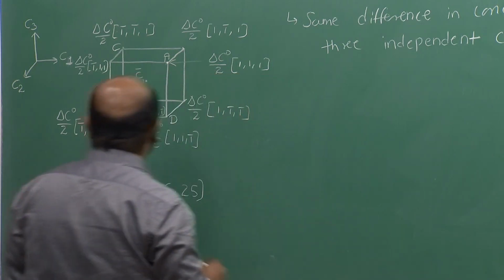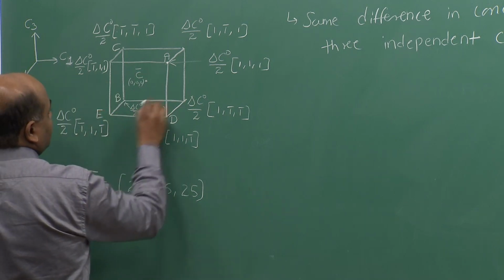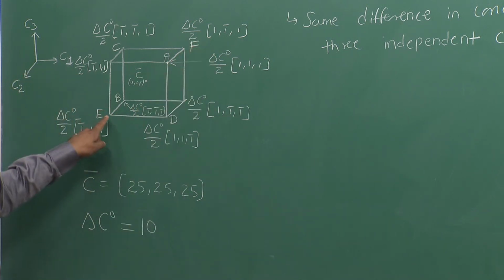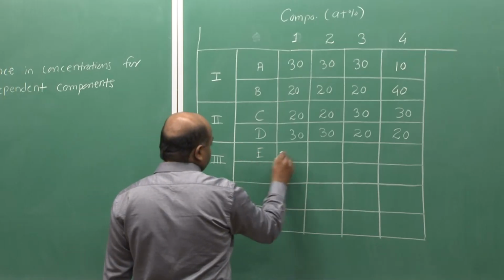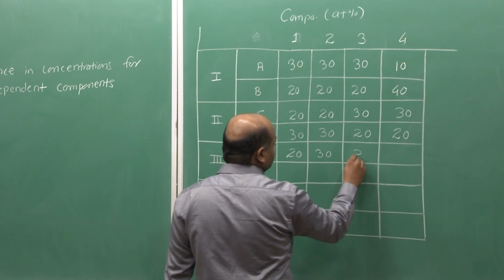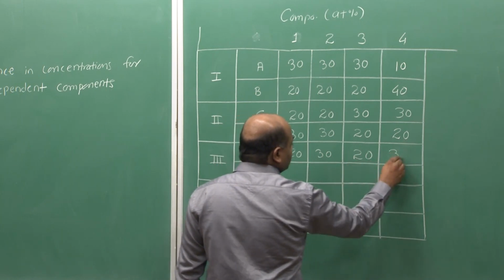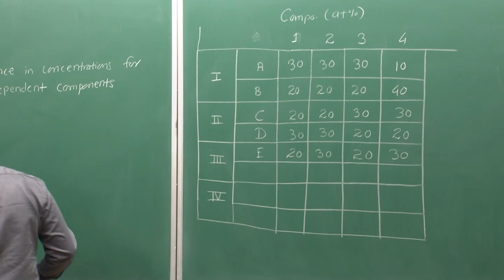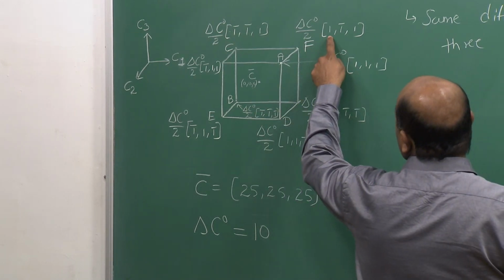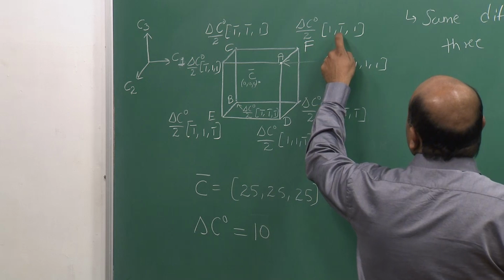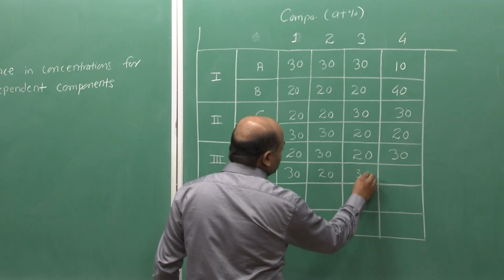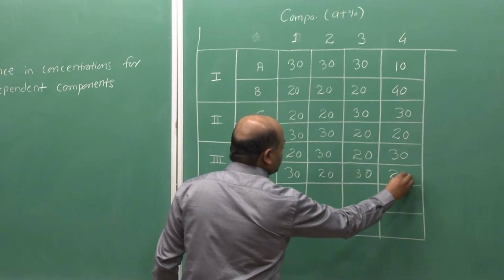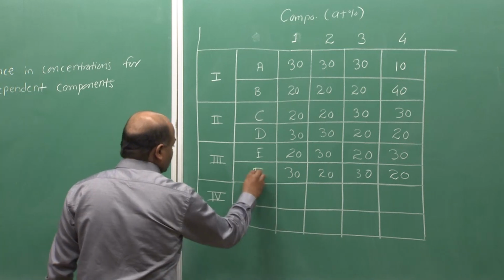Then E F, the composition of E would be -5 5 -5. So, 20 30 20. Remaining will be 30. Composition of F would be 30 20 30, remaining would be 20. This is F.